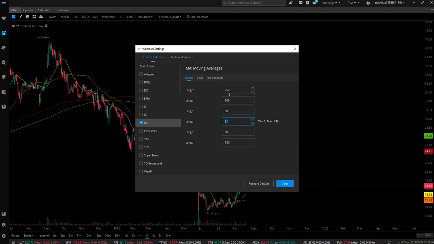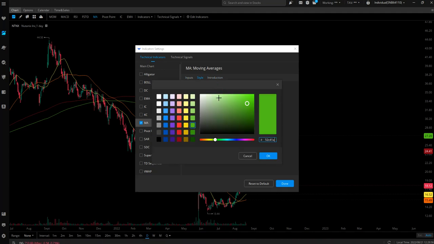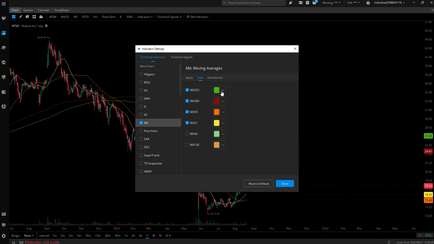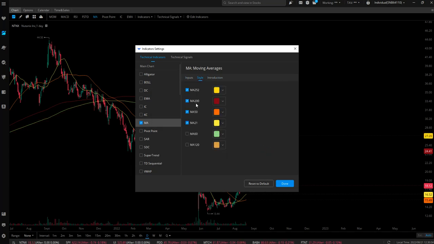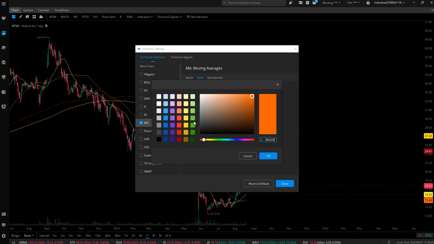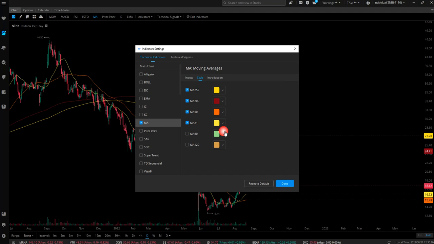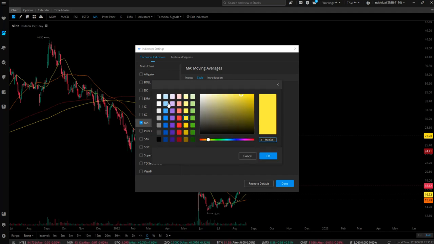Once you get the numbers put in there, the length, then go over to Style and style the colors. For simplicity, let's make the 252 yellow. And then the 200, we'll make that one red. And then the 50, we will make that one orange. And the 21, we will make white.